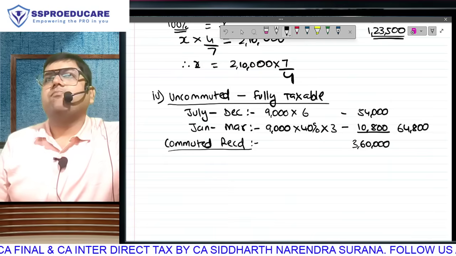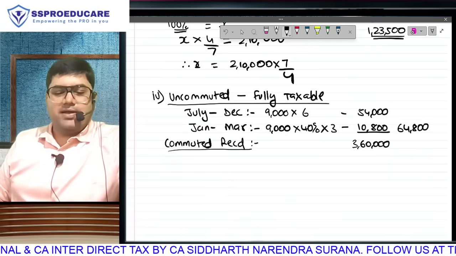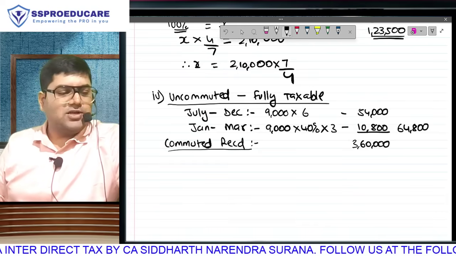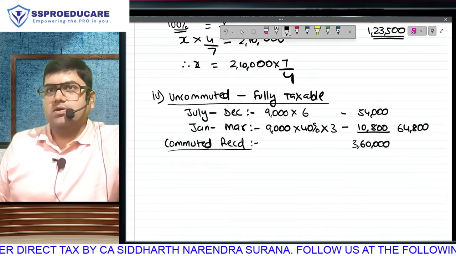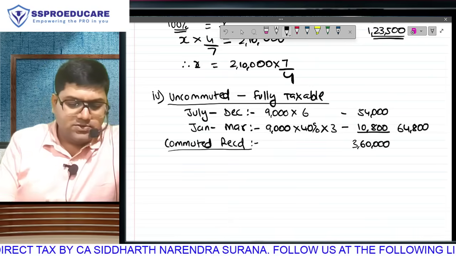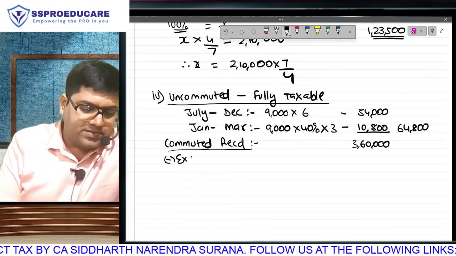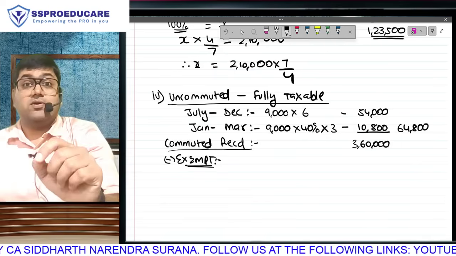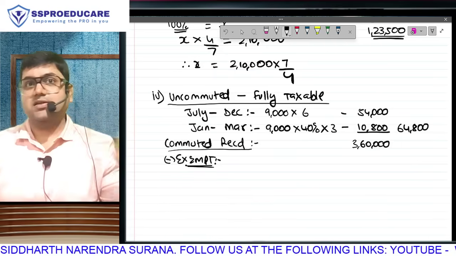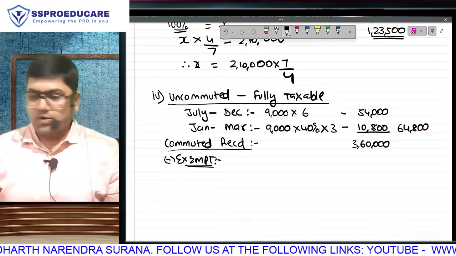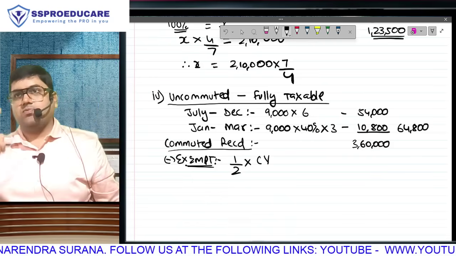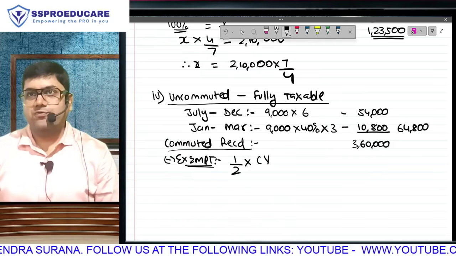Why inner column? Because under commuted, at least there is some exemption. If this was a government employee, then how much is the exemption? Full. But is it a non-government employee? So the amount which is exempt is going to be 1/3 or half. It will depend on gratuity. And the question has very clearly told us gratuity is not received. Therefore, it is going to be half of commuted value.